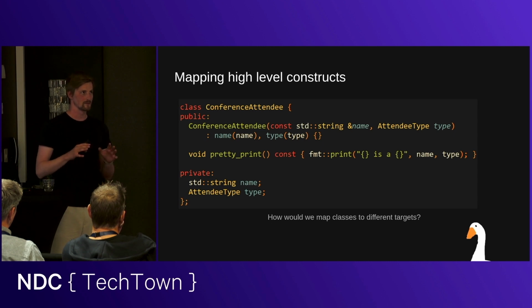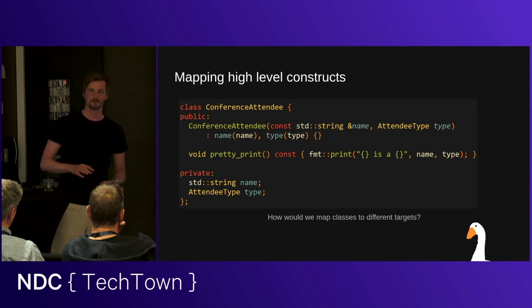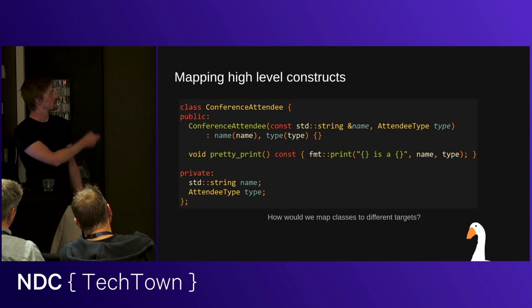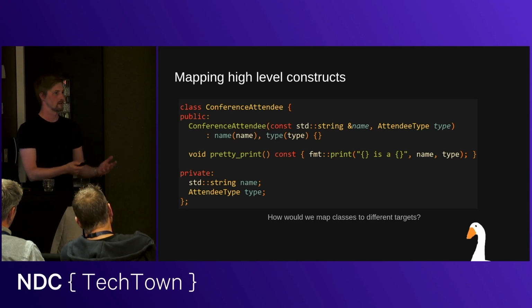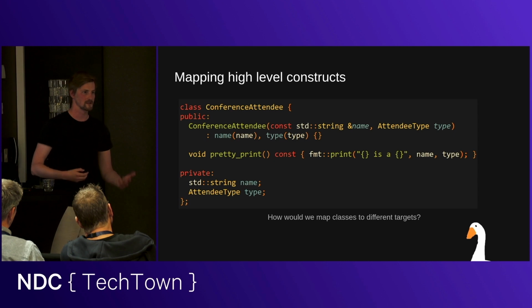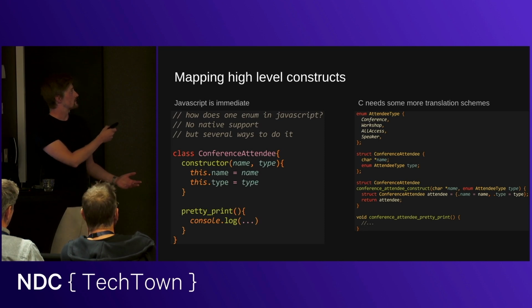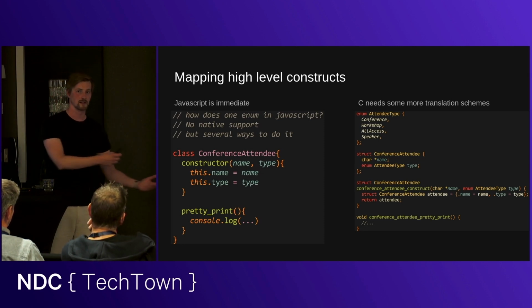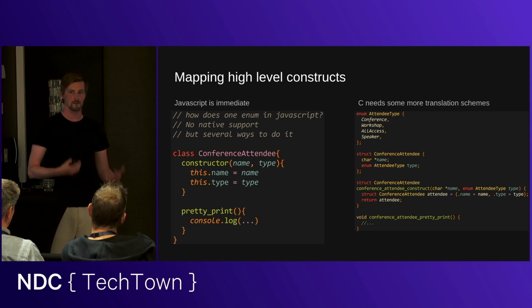So we'll just simplify it, so don't hate me, okay? How would we map the construct of a class to some different target? I just did the exercise of lowering this code to some other languages. In JavaScript, classes are immediate, because we have the class keyword. We can just use that, and it should be more or less the same thing.